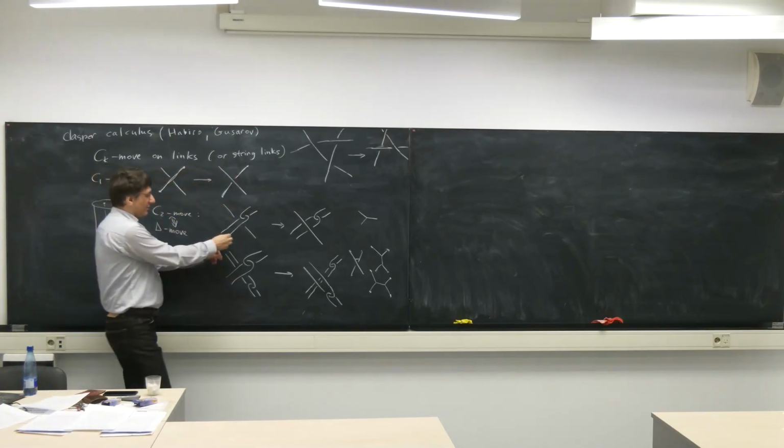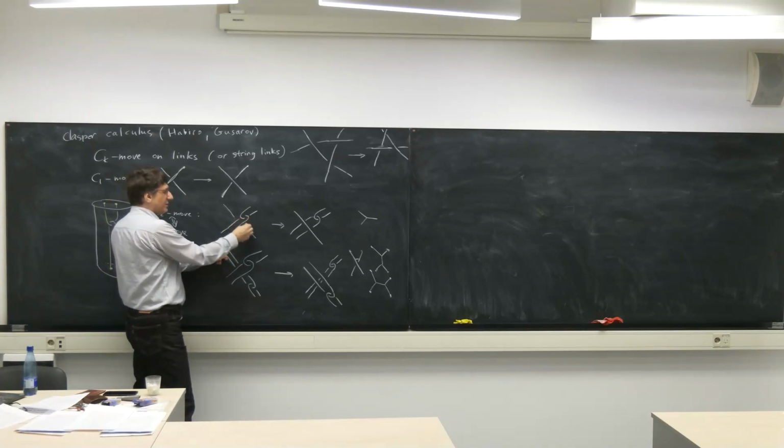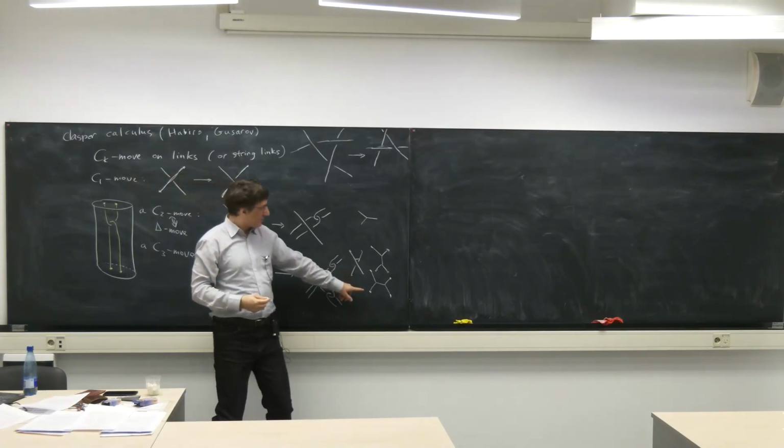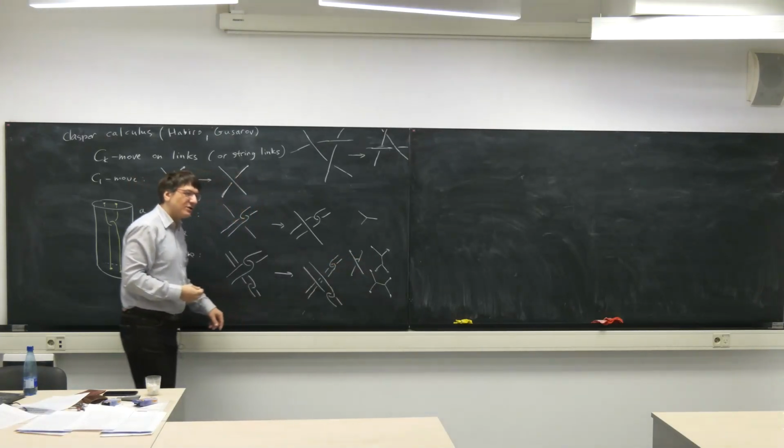Here you can select one of three strands, this or this. So there are three options, and these are precisely these three options.